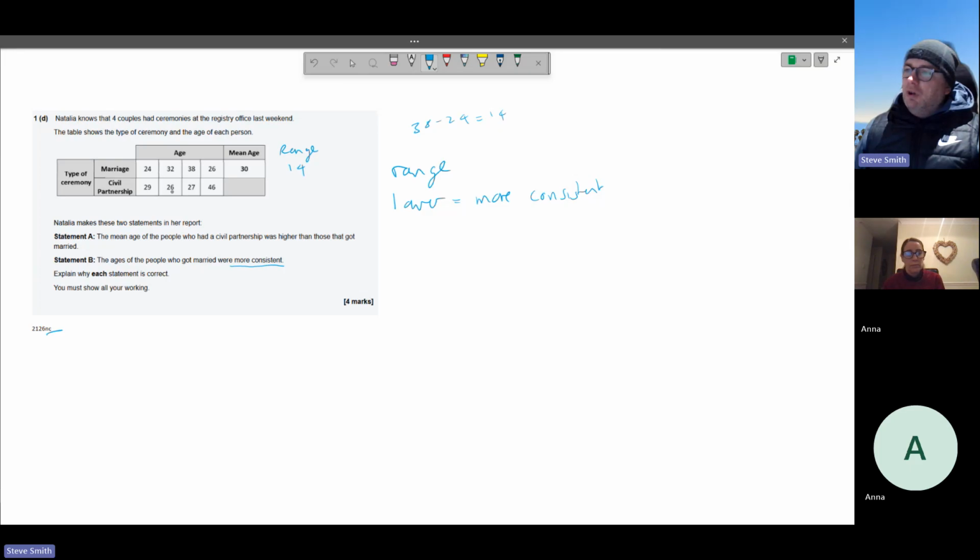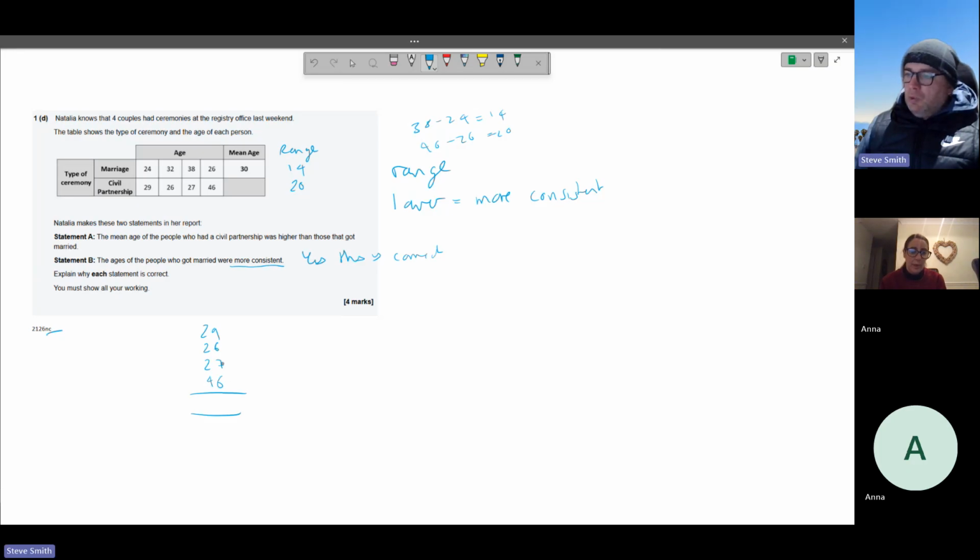And then the civil partnership, we've got 46 and 26. So 46 take away 26 equals 20. So we can see that the age of people got more consistent. So yes, we can put here, yes, this is correct. And then mean, obviously we need to add these up and divide it by 4. So we need to add all these numbers up. So we got 29, add 26, add 27, add 46.